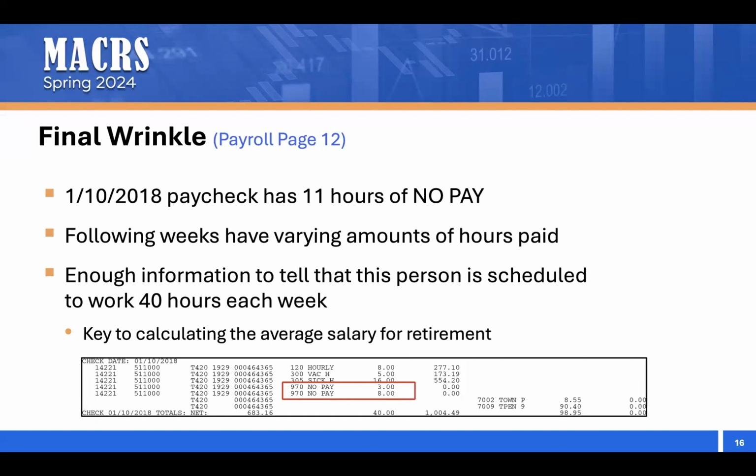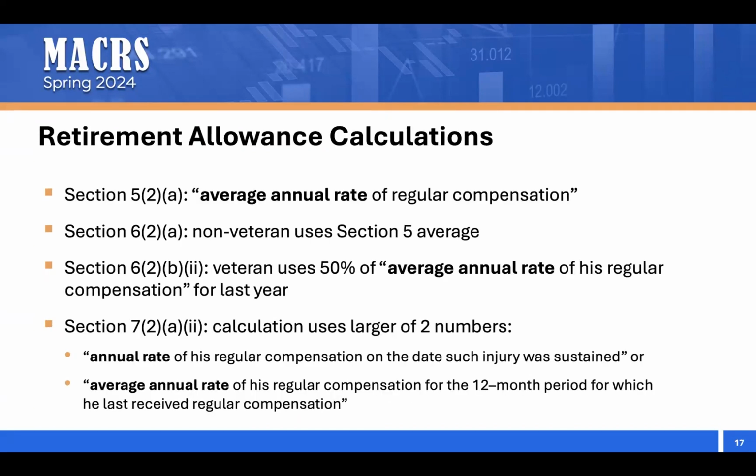So when you're calculating the retirement benefit, you can use the knowledge that the person's scheduled for 40 hours to make an adjustment that I'm going to go over very soon. So just backing up a little and talking generally, I'm going to be focusing on the average annual rate. And no matter what kind of retirement allowance you're calculating, the statute always mentions an average annual rate.